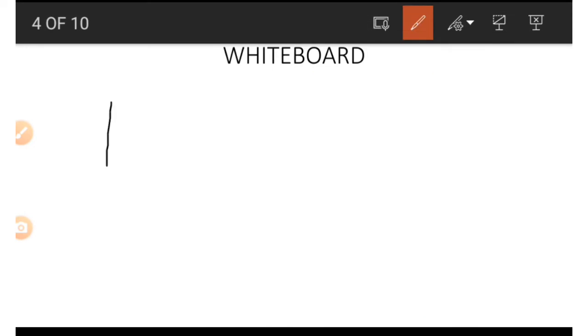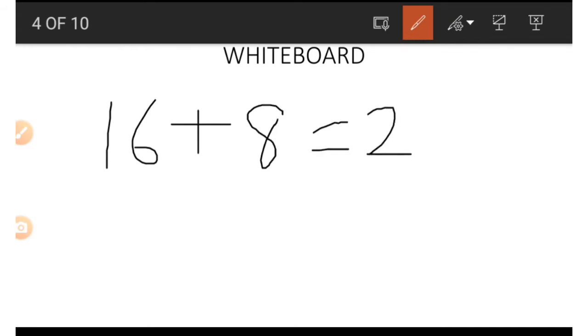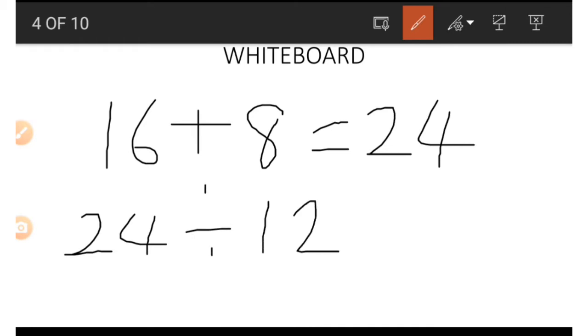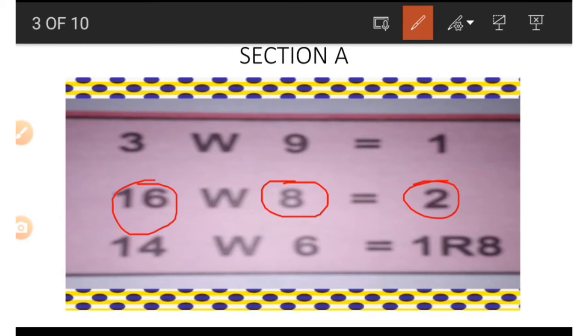Now the next one is 16 and 8. So 16 plus 8 gives us 24. The imaginary number, remember, is 12. So we divide 24 by the imaginary number 12. So 24 divided by 12 gives us 2. So that is why the answer for the second one is 2.